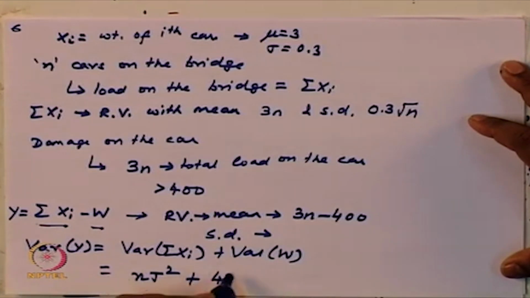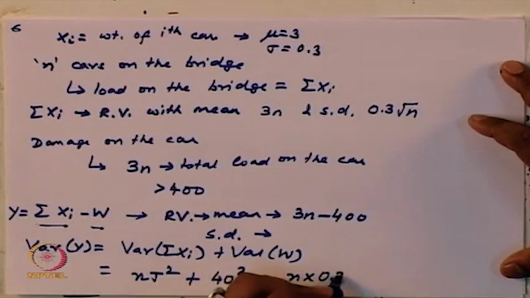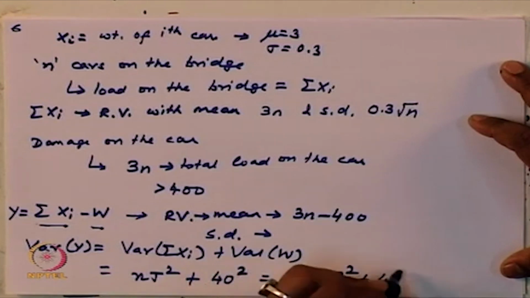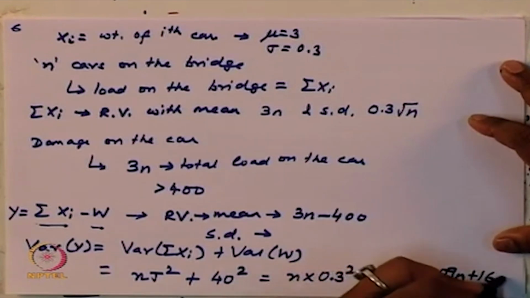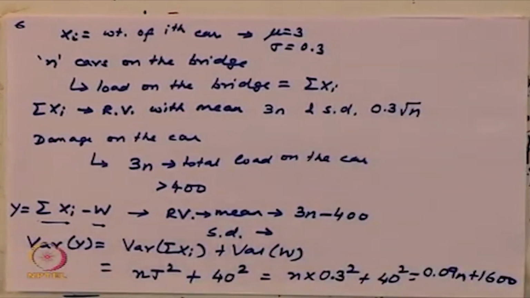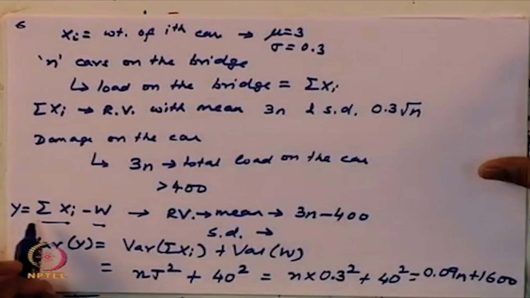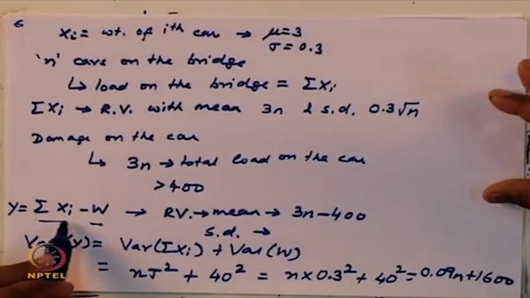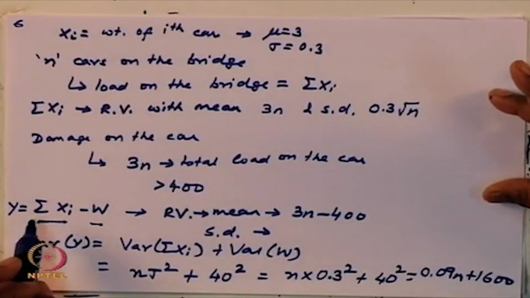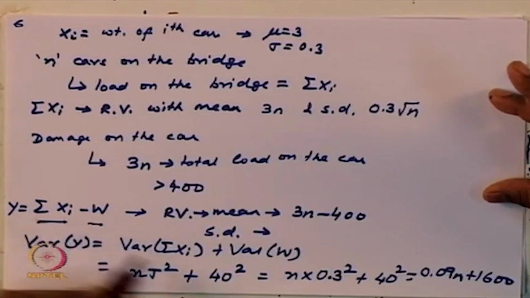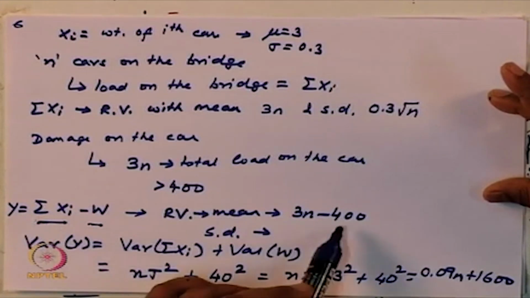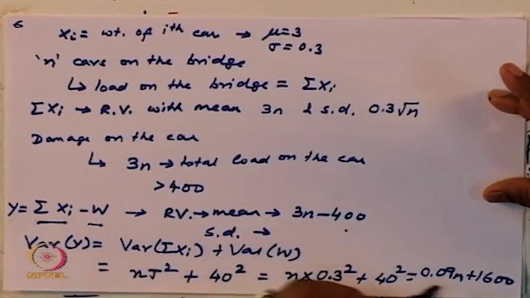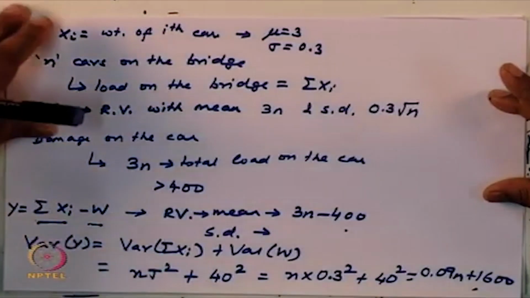So, this is 40 standard deviation. So, 40 square. So, this is n into 0.3 square plus 40 square, equal to 0.09 n plus 1600. So, variance is this. So, y, which is defined as the difference between the net weight from the cars on the bridge and the weight that can be withstood, is this. So, y is a random variable which has a mean of 3n minus 400 and a variance of 0.09 n plus 1600.